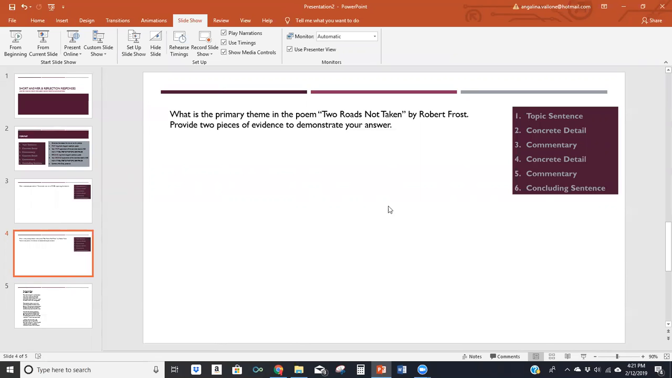Those quotes become your concrete details because that's your support. And so this is a different kind of response, and it's more the kind of prompt that you're going to be looking at when you are in a test. And so I think it's important to learn how to do both of those.